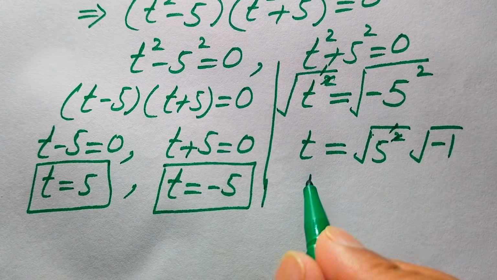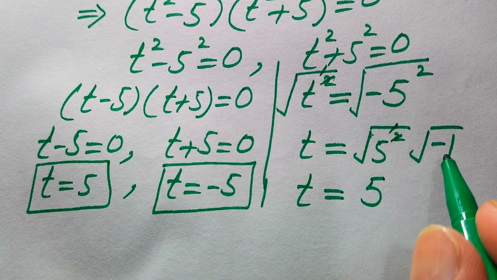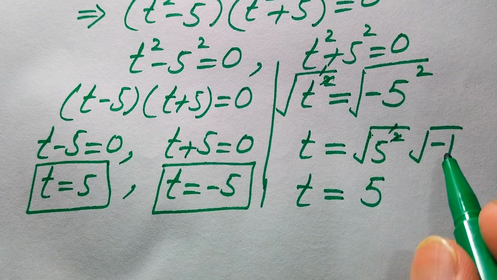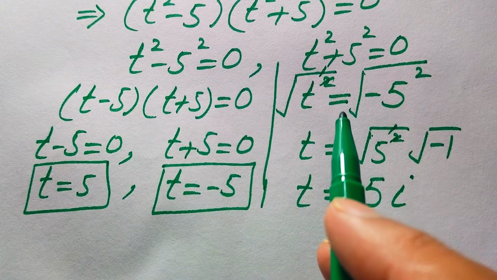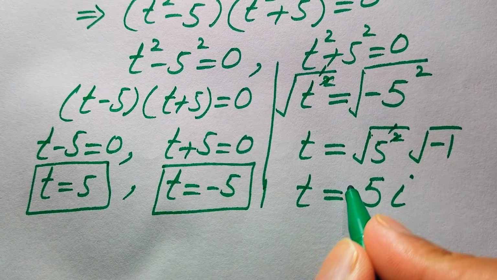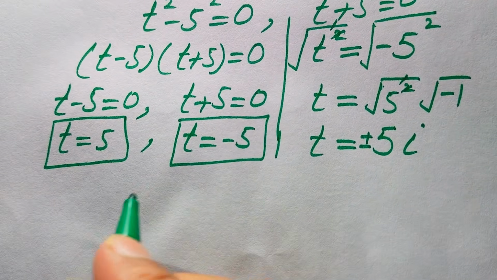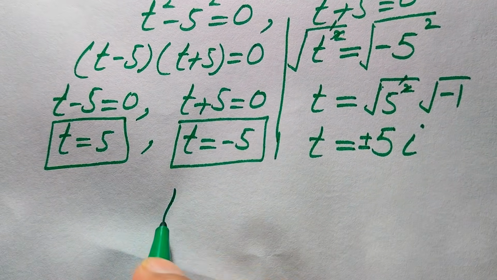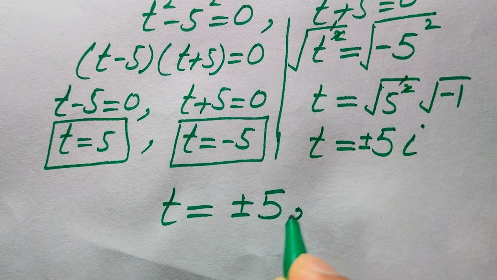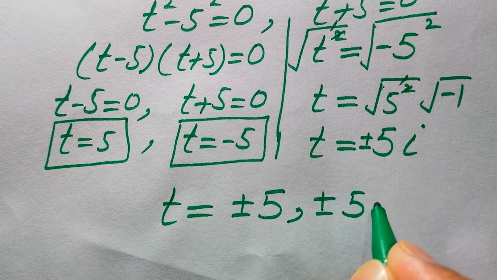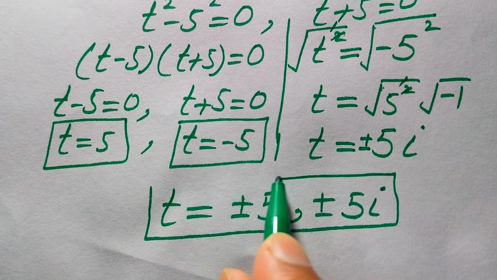These 2 and this square root are gone, and we get here t is equal to 5 times, we know that the square root of minus 1 becomes iota. So here we apply square root on both of the sides, so we write here plus minus sign on the right hand side. So finally we obtain four roots of the given equation, and these four roots are plus minus 5 and plus minus 5 iota. So these are the four roots which we get in this method.